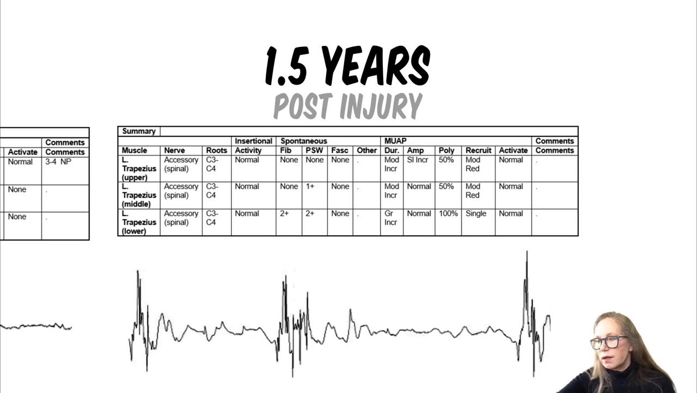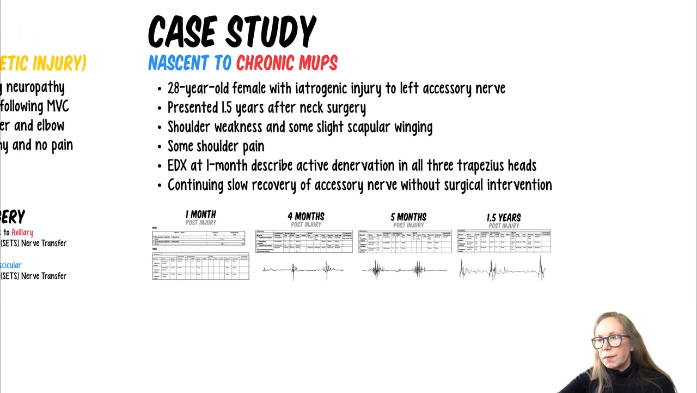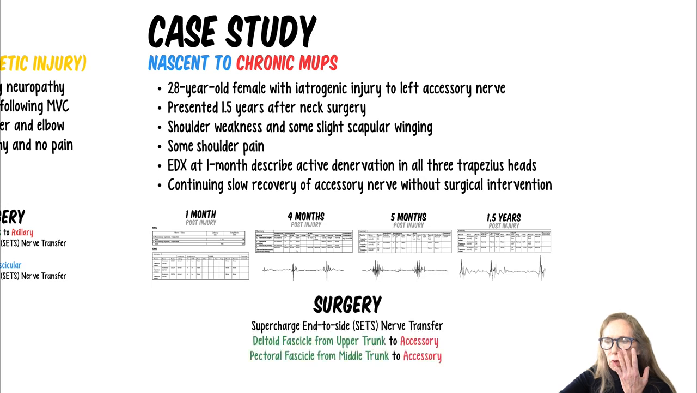She's trying hard. This is a patient who now I would say you could offer, some people I would offer, a SETS procedure, taking a redundant deltoid fascicle from the upper trunk, or a redundant pectoral fascicle from the middle trunk, end to side to the accessory to try to get that back up on the ledge.